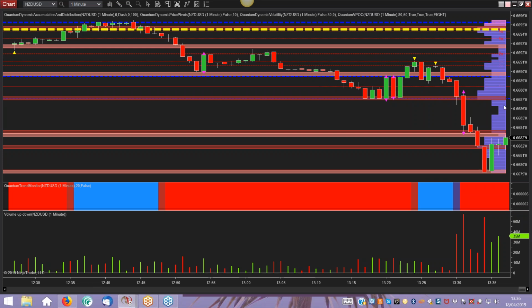Up and down the chart, we've got pretty thin volume. We've got some price resistance up here. We've got relatively thin volume here, low volume nodes.